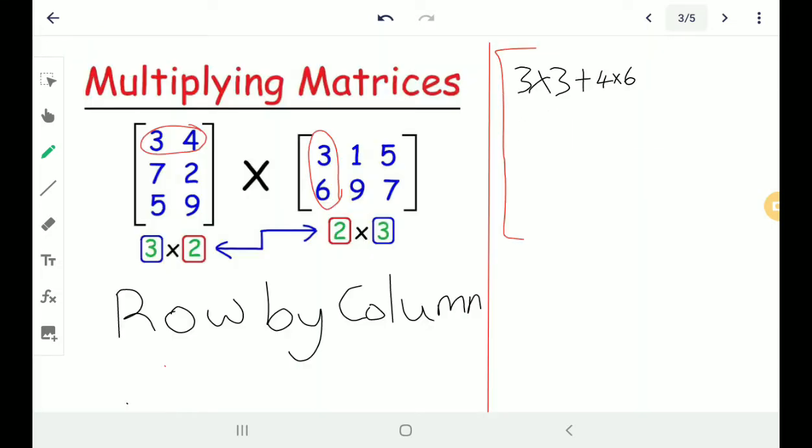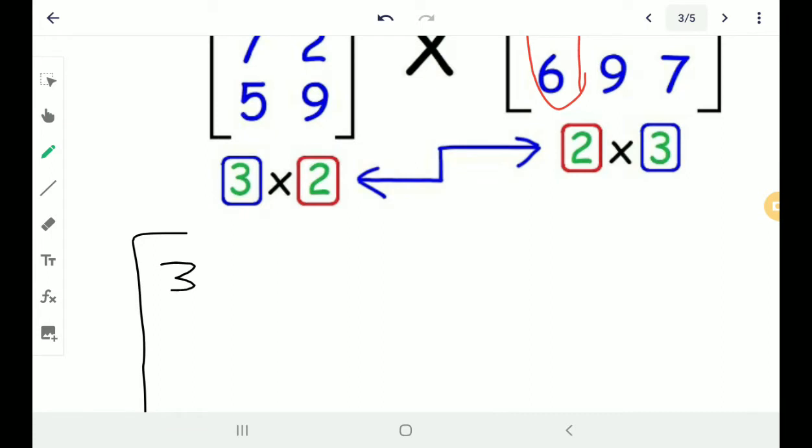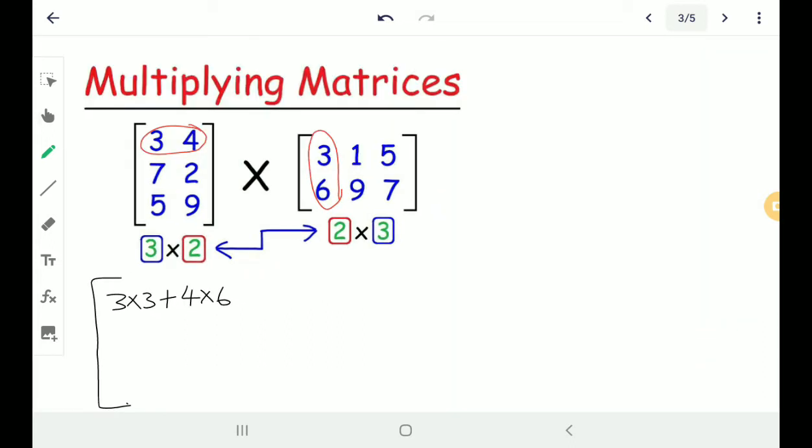Alright? Is that clear? And then we will continue multiplying the same row by the next column. That's 3 times 3 plus 4 times 6, so that's giving us the first element there. Then we're going to multiply this row by the next column, which is 1 and 9. So it's going to be 3 times 1 plus 4 times 9.